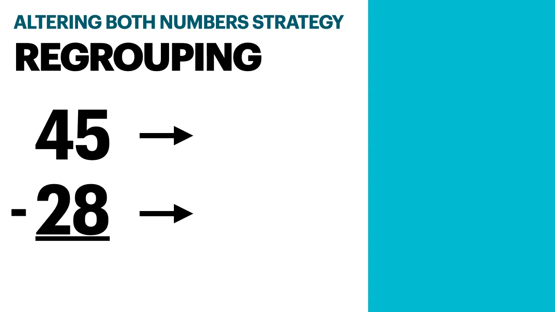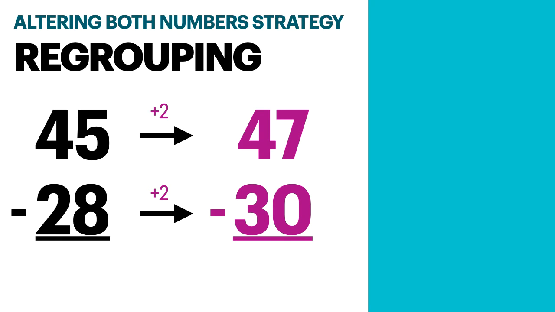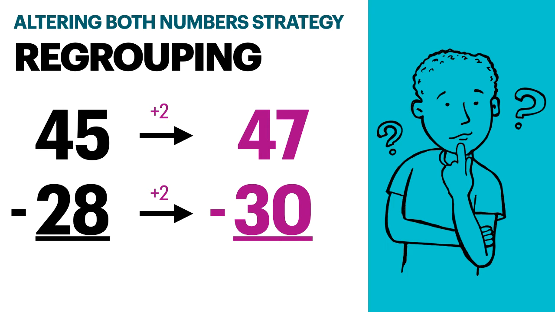It would be really helpful to change these numbers so I didn't have to do any regrouping. Like if I added 2 to both numbers, that would make the problem 47 minus 30, which is much easier to solve. I can do that in my head. But can I do that and not change the difference?